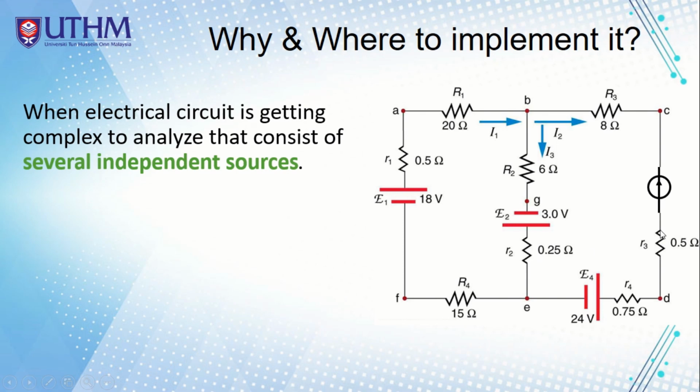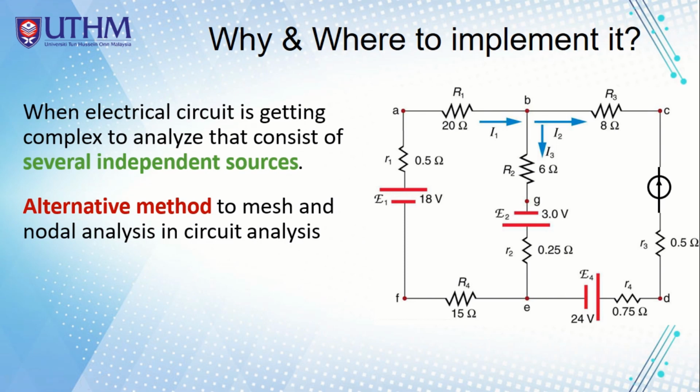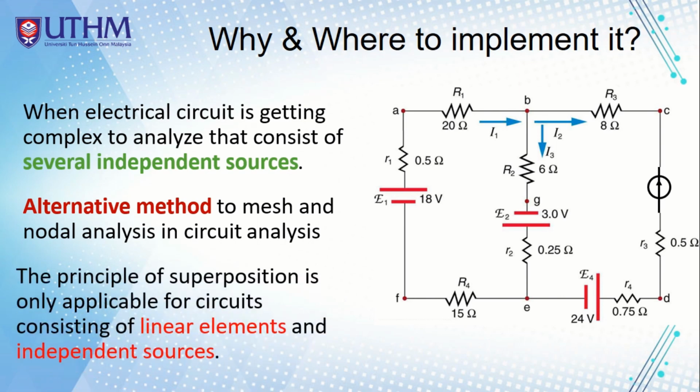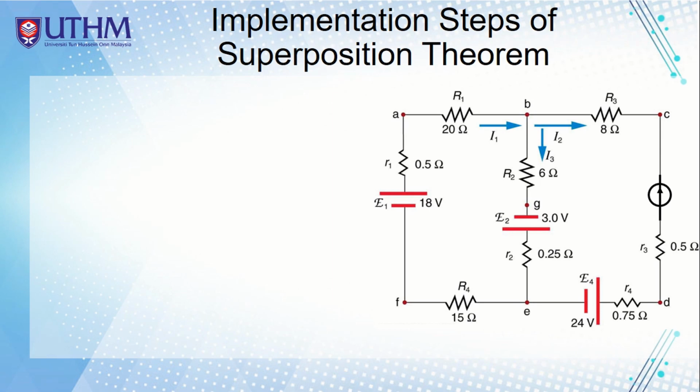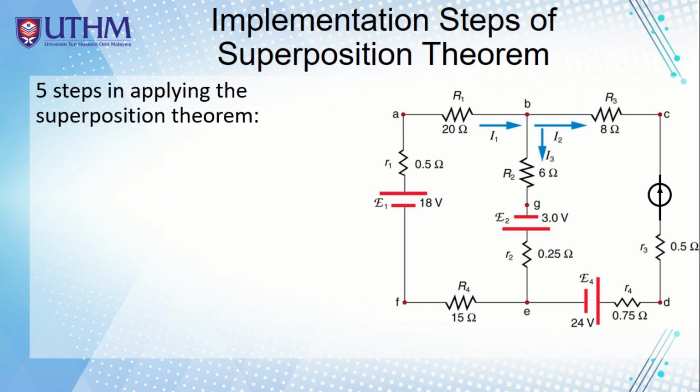Here, in this circuit, we have four independent sources: E1, E2, E4, and I1. So we can use the superposition theorem to analyze this circuit. This is considered an alternative method to mesh and nodal analysis in circuit analysis. The principle of superposition is only applicable for circuits consisting of linear elements and independent sources. In order to implement the superposition theorem in circuit analysis, there are 5 steps involved.